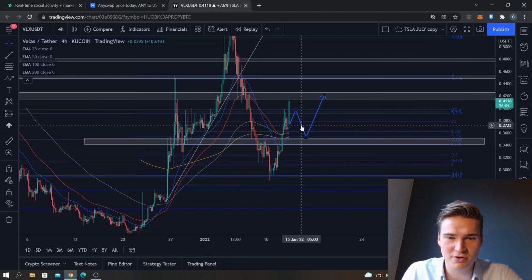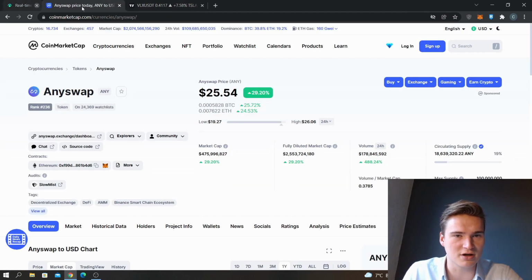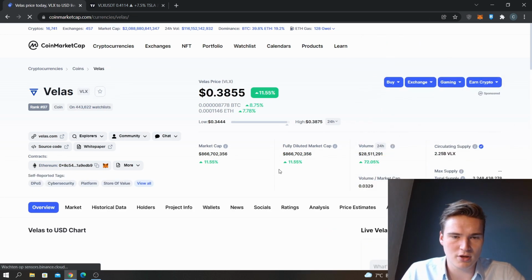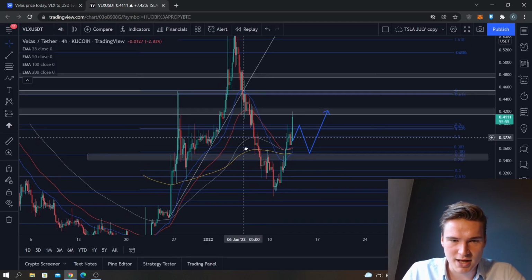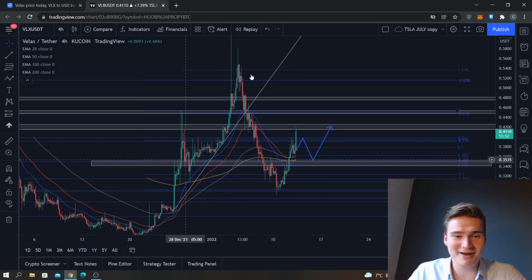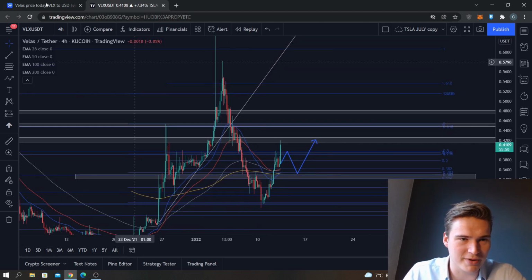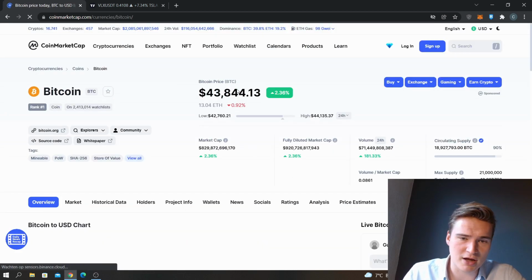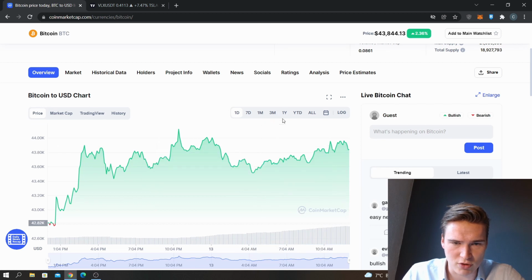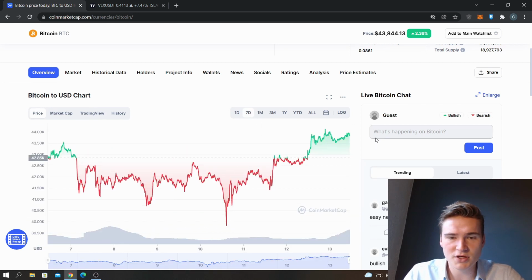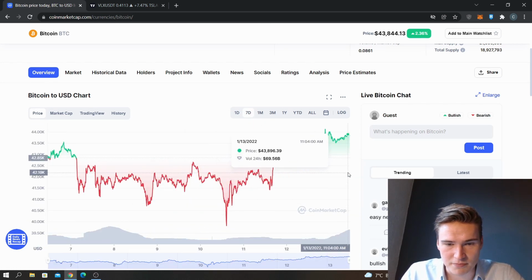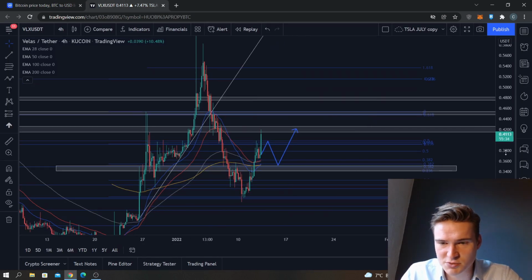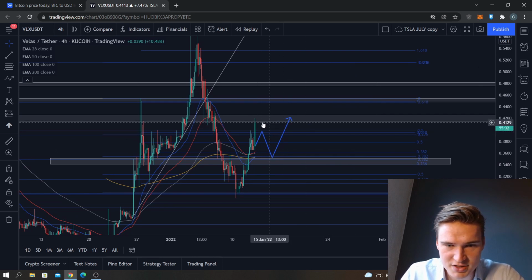In the next few minutes we'll do a quick price prediction and price analysis on Velas or VLX. Last time we did an analysis on it, it had this crazy bull run, and then obviously you all know we had some bearish days, a bearish week, but now it's actually looking like the whole market is recovering a little bit again, so that's great. Volume is increasing again, so we might see some nice bullish moves. At least we are seeing bullish moves from Velas.